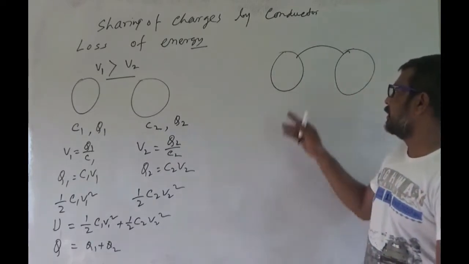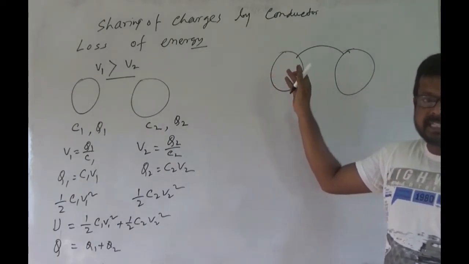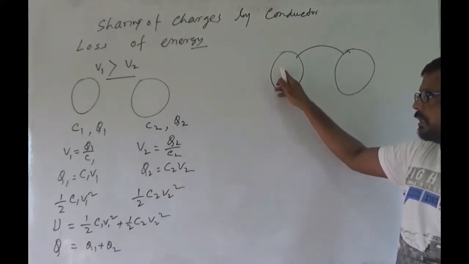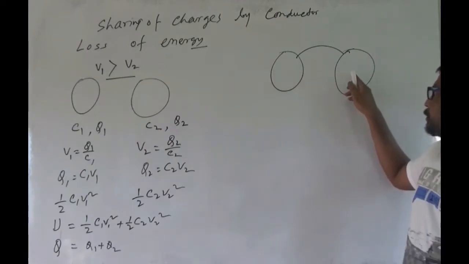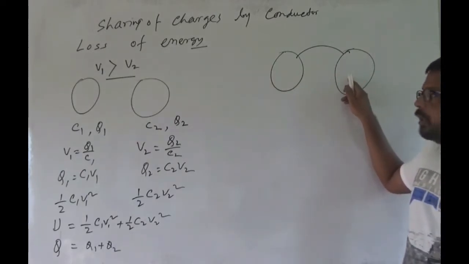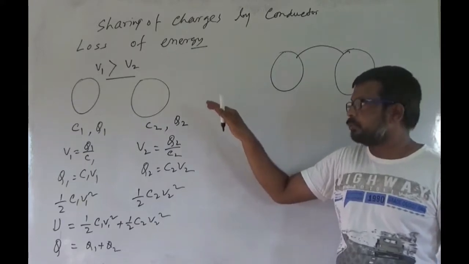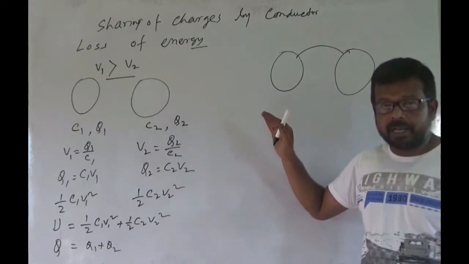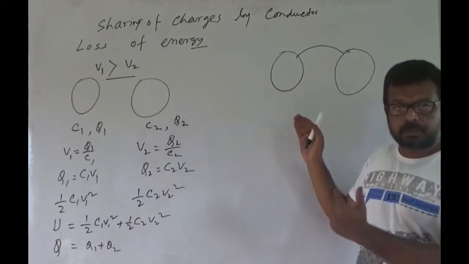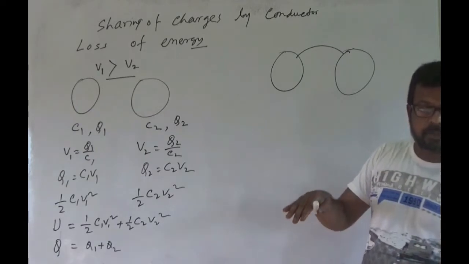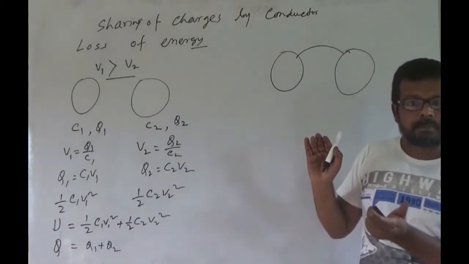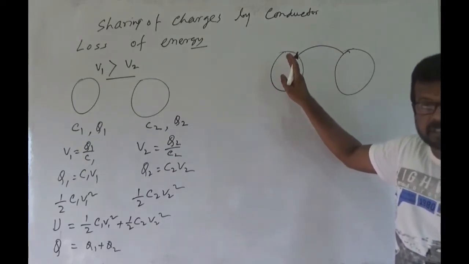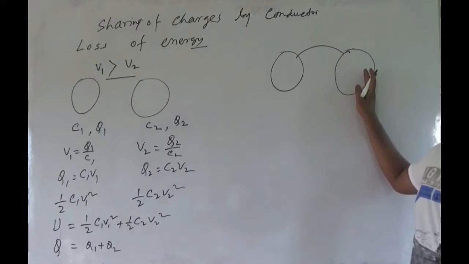Since this conductor is at a higher potential than this conductor, since this conductor has the potential V1 and this conductor has the potential V2, and we assume V1 is greater than V2, what happens? There will be a charge transfer from higher potential to lower potential. Transfer of positive charge. There will be positive charge transfer from this conductor to this conductor.